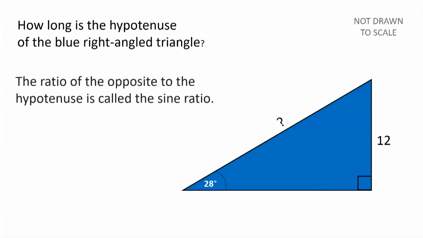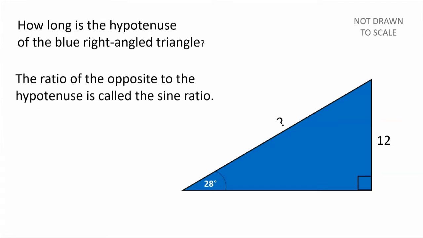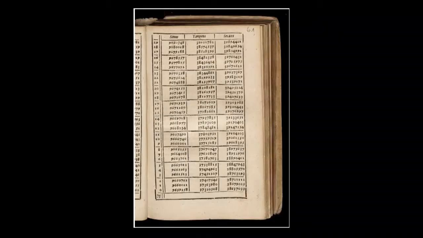Well, this ratio is called the sine ratio. It has a name, and it's the ratio of the opposite and the hypotenuse. If only we knew what that ratio was for an angle of 28 degrees. Well, in the past, a long time ago, people worked out these ratios for all the different angles you can think of and published them in books.